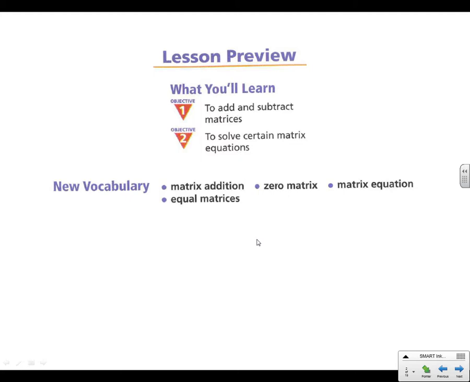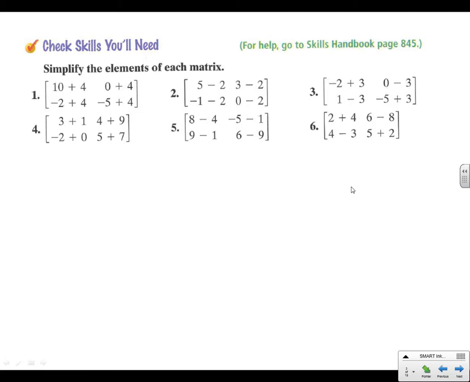All right, so first things first, skills that we're going to need. You got to be able to simplify all of these. And so just for example, this is a 2 by 2 matrix. It would turn into, number 1, 10 plus 4 would be 14, 0 plus 4 is 4, negative 2 plus 4 is 2, negative 5 plus 4 is negative 1. And so that's our simplified matrix for number 1. Go ahead and clean up 2 through 6 for me, and then keep moving once you're ready.